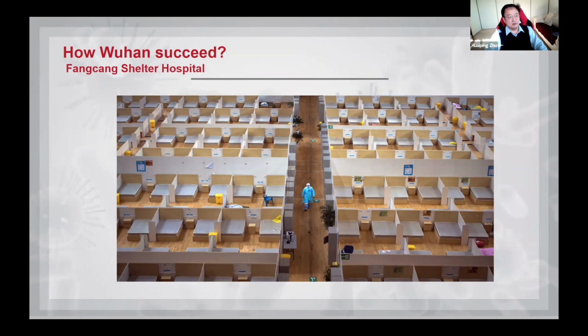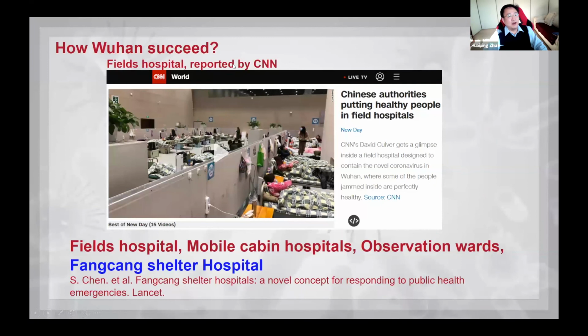At the same time, in Wuhan, the city was locked down, the community was also locked, and people were isolated, staying home. Then the problem still continued. Why? This was a report by CNN. In this report, they called the Fangcang Hospital a field hospital. Also in the news, the reporter was saying some of the people jammed inside are perfectly healthy. For many people, this Fangcang Hospital, or what they were doing, is really something new.